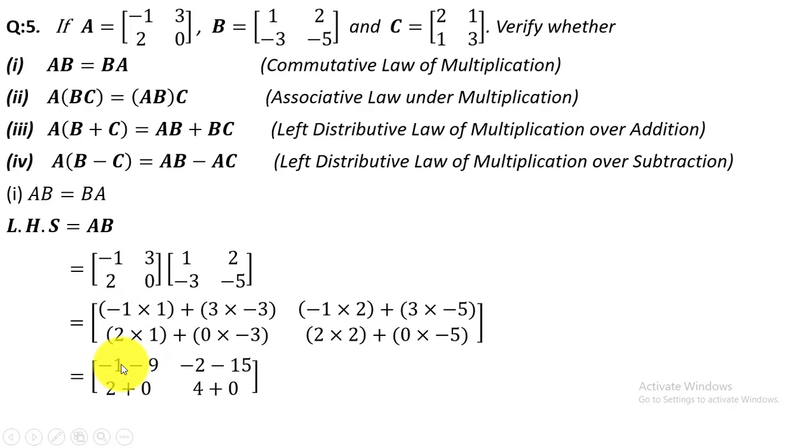Negative 1 times 1 is equal to negative 1 plus 3 times negative 3 is equal to negative 9. Negative 1 times 2 is equal to negative 2 plus 3 times negative 5 is equal to negative 15. 2 times 1 is equal to 2 plus 0 times negative 3 is equal to 0. Similarly, 2 times 2 is equal to 4 plus 0 times negative 5 is equal to 0. A times B is equal to the matrix having elements negative 10, negative 17, 2 and 4. This is equation number 1.